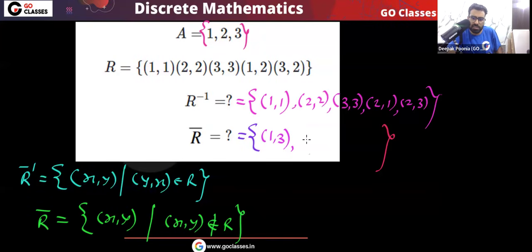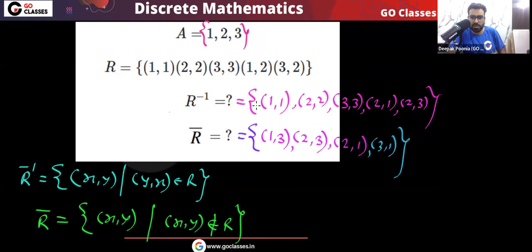What else? You can see 2 3 does not belong to R. What about 2 1? Yes, 2 1 also does not belong to R. Very good. Next. What about 3 1? Yes, 3 1 also does not belong to R. What about 3 2? That belongs to R. What about 3 3? That belongs to R. Okay, so I can say this is the answer.